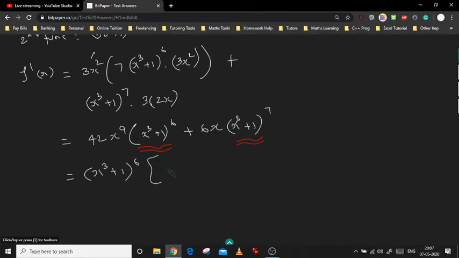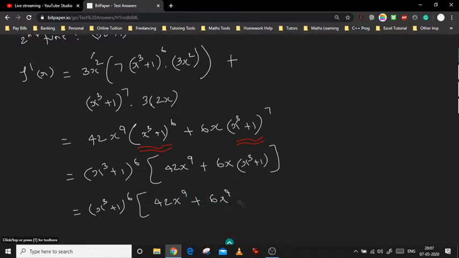If I do that, I'll get 42 x power 9 plus the remaining 6x multiplied with (x cube plus 1). So this is going to be (x cube plus 1) power 6 multiplied with, we just have to simplify whatever we have inside, 42 x power 9 plus 6x power 4 plus 6x. So this is the answer for this question.